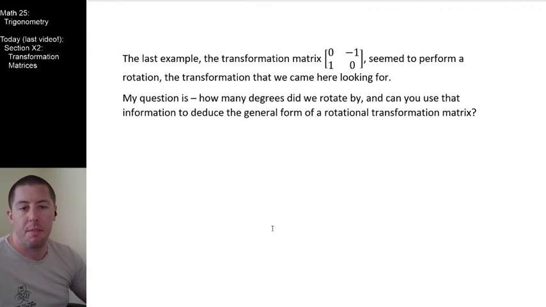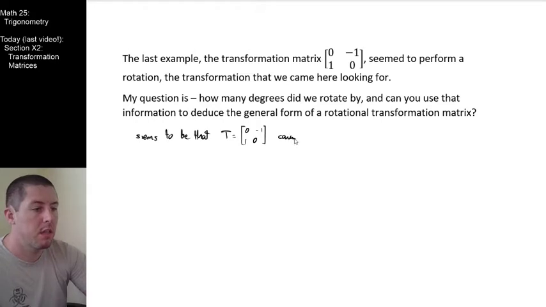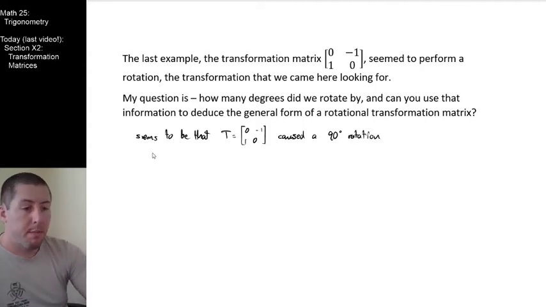So here's the thing that I'm thinking. It seems to be a 90-degree rotation. It seems to be that the transformation matrix 0, -1, 1, 0 caused a 90-degree rotation. We want to be able to perform rotations of any number of degrees.